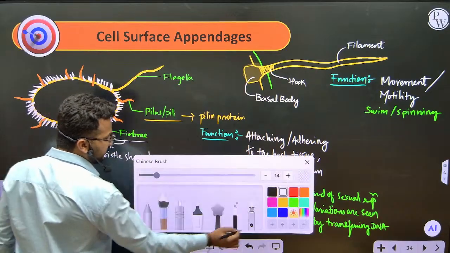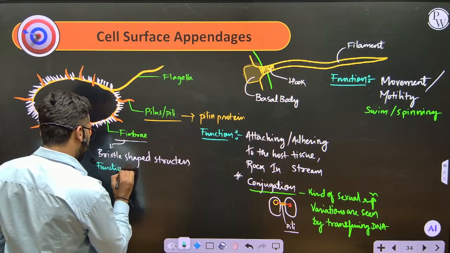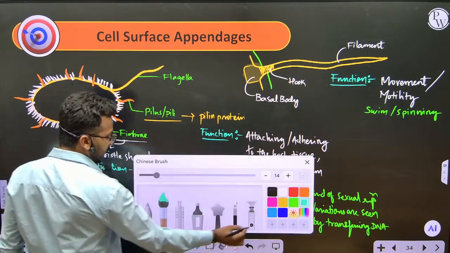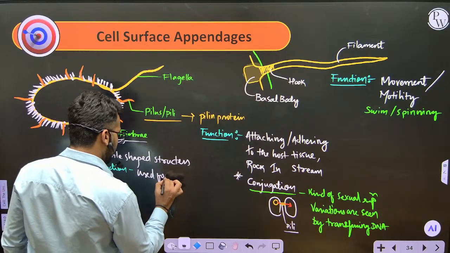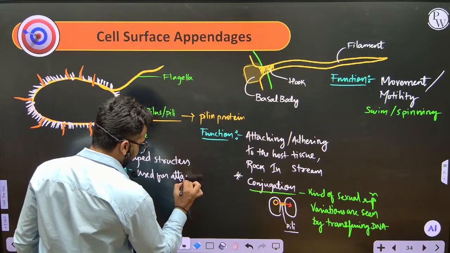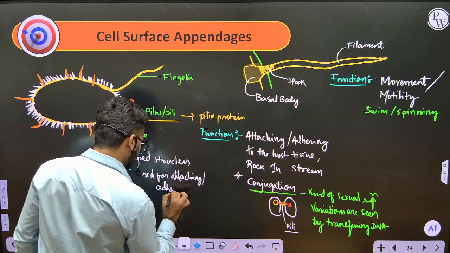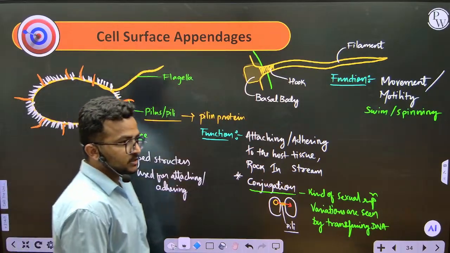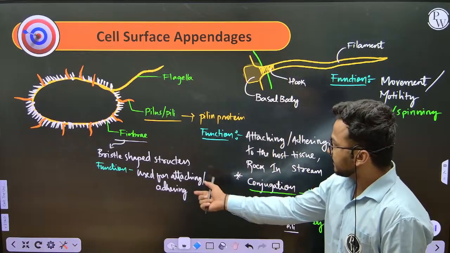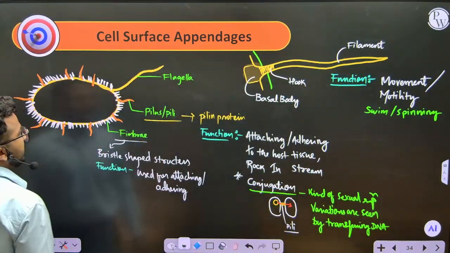Coming to the function, it is also used for attaching or adhering to the host tissue or rock, in the Streptococcus case. So it is used for that. That is fimbriae. It is about the cell surface appendages.